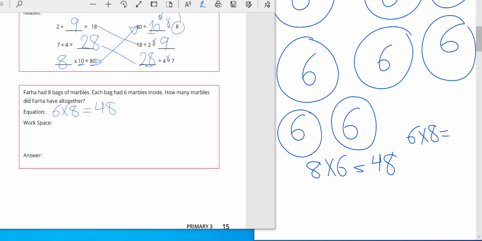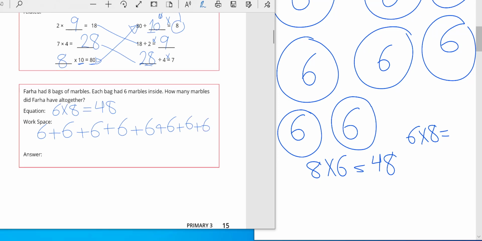In the workspace we can use repeated addition, skip counting, or number sense. So we can use repeated addition. So 6 repeated 8 times: 1, 2, 3, 4, 5, 6, 7, and 8 equals... find the sum, which will be 48. And the answer is the product, 48 marbles.